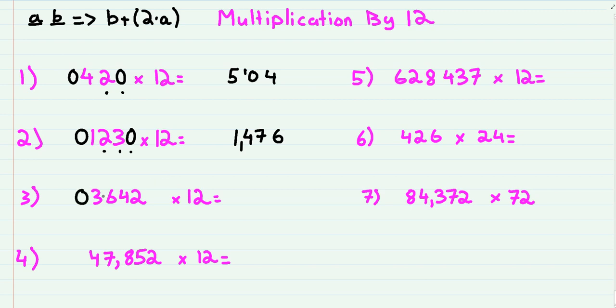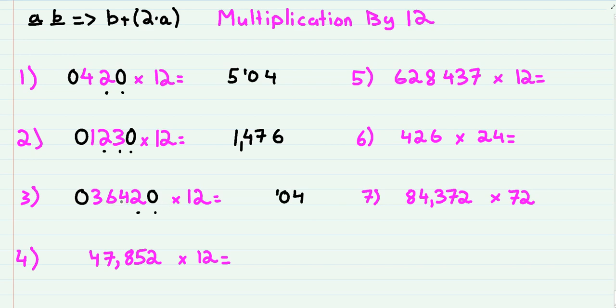Next one, 0 sandwich. First thing we do. So 0 plus 2 times 2 is just 4. 4 goes here. Done with this step. Next step, 2 plus 8 is 10, right? 4 times 2 is 8, so 2 plus 8 is 10. So I'm going to write it like this. Done with this step.